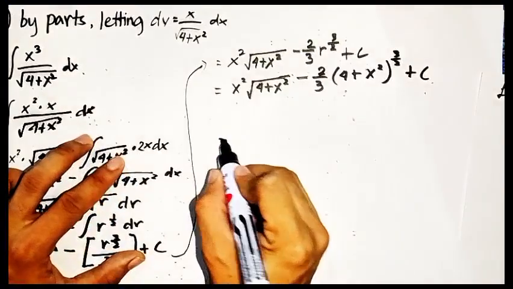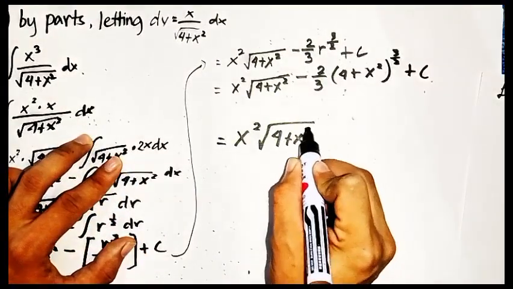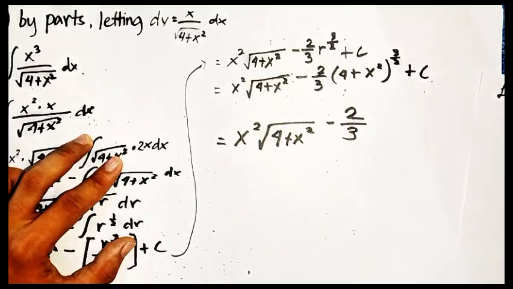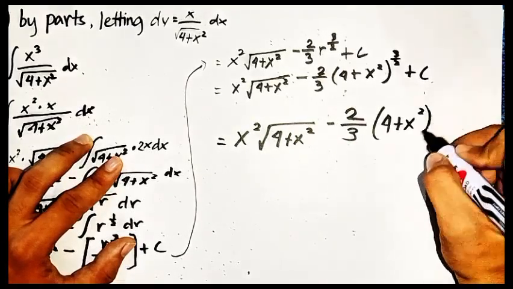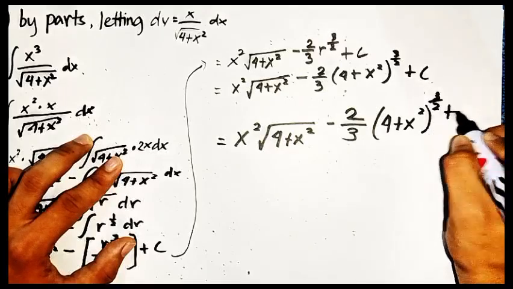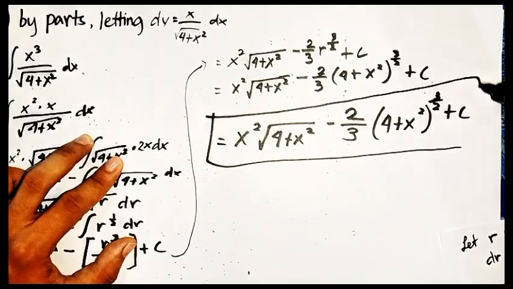So our final answer is x squared, the square root of 4 plus x squared, minus 2 over 3, times 4 plus x squared to the power of 3 over 2, plus c. This is now our final answer by using integration by parts.